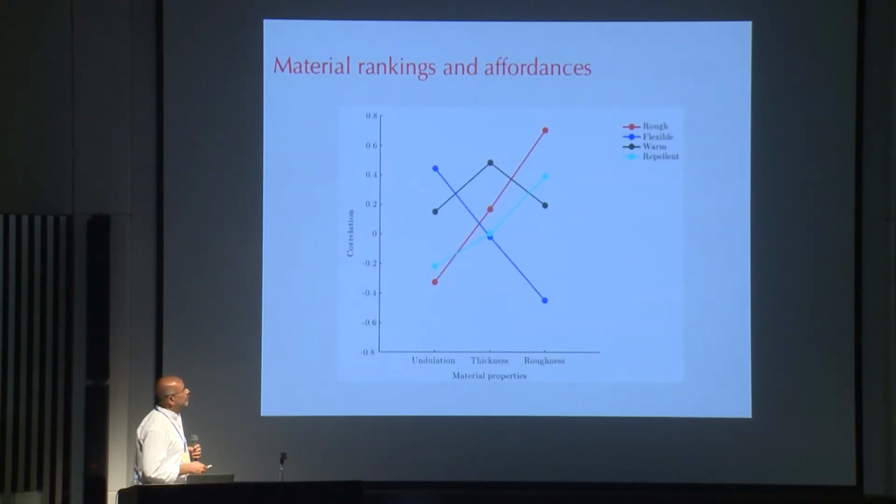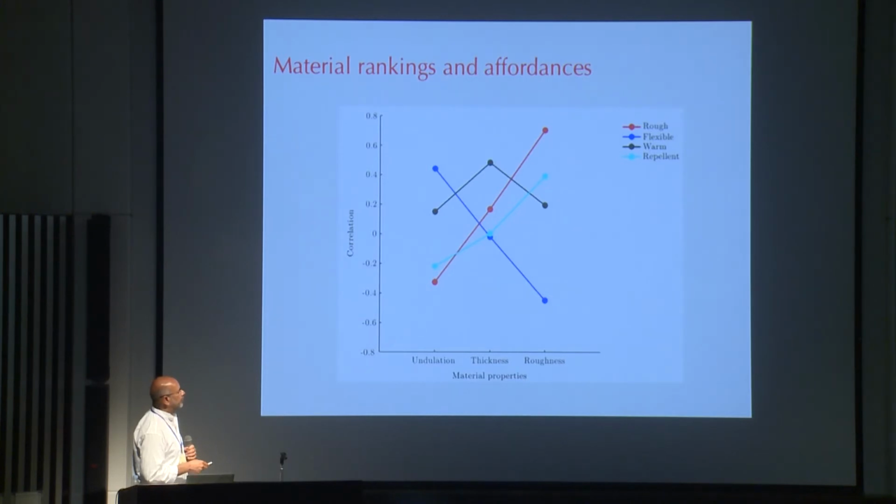And finally, what's the relationship between the properties we extracted and the affordances? We just correlated the rankings versus the original ratings. And so here were the affordances we got, and it's quite nice.